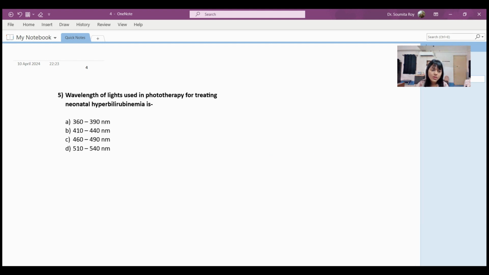What is the wavelength of light used in phototherapy for treating neonatal hyperbilirubinemia or neonatal jaundice? So very catchy one, students. This is a factual one. Yes, this is nothing but 460 to 490 nanometer. This you need to remember. And what is the irradiance of the light used? It is 30 microwatt per centimeter squared.